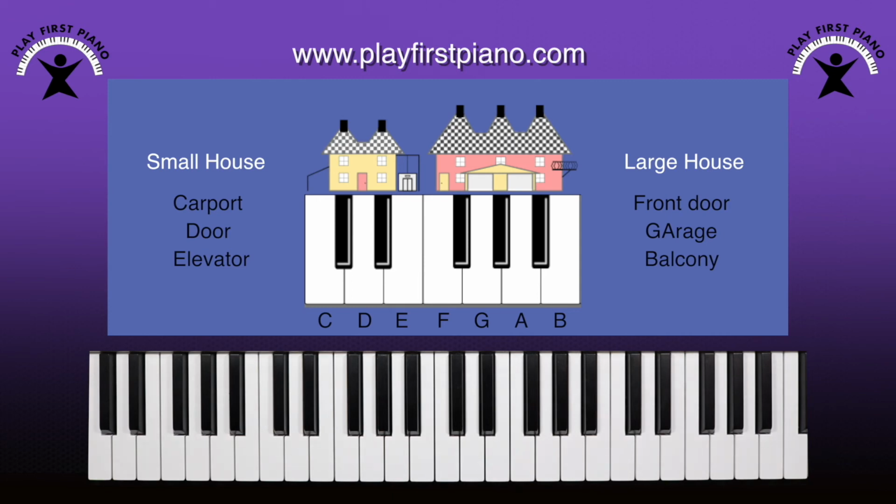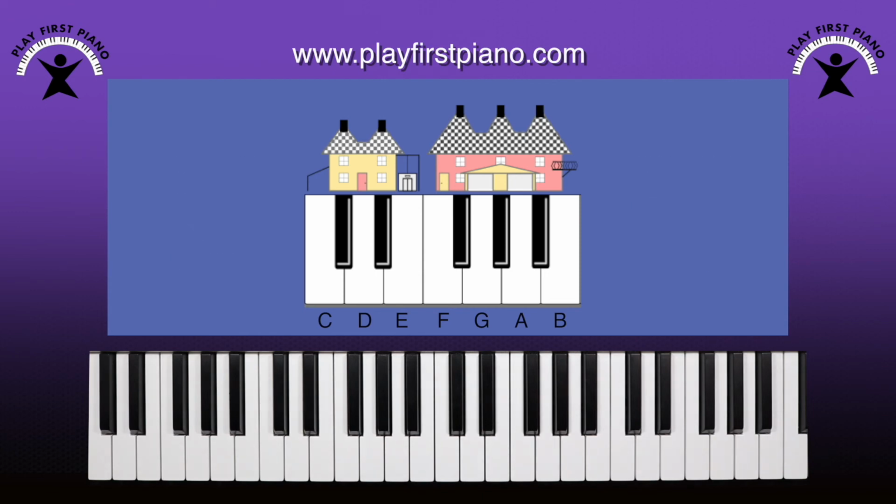And the easiest way to remember the letter names of the notes is to picture the 2 houses in your mind. So the small house gets a C for carport, a D, that's the door, and E for the elevator. The large house gets F. That's the front door. It has the 2-car garage, G and A, and the balcony is B.